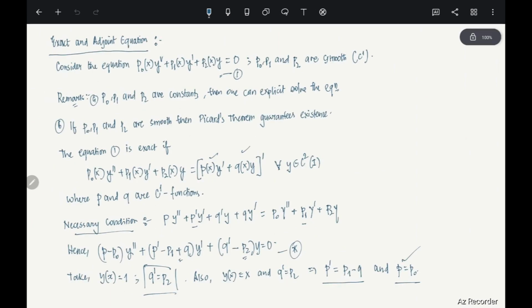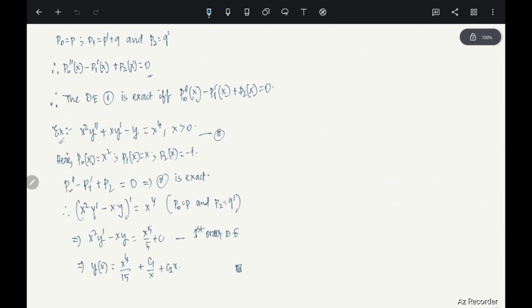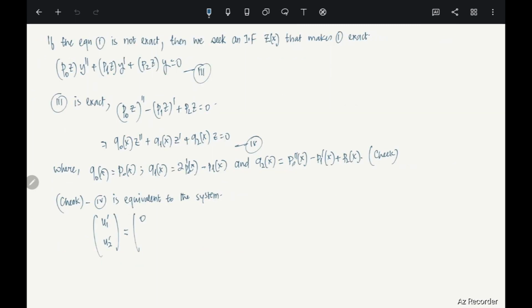Okay, this one. So you see this one, if you write it in terms of a system, it will look like this, no? U1 prime, U2 prime is 0, 1 by P naught of X, U1, U2. I'm just writing. You see, this is not 4, this is 1. 1 is equivalent to the system, okay? And then minus P2 of X and P naught prime of X minus P1 of X by P naught of X. Okay, please check this part.